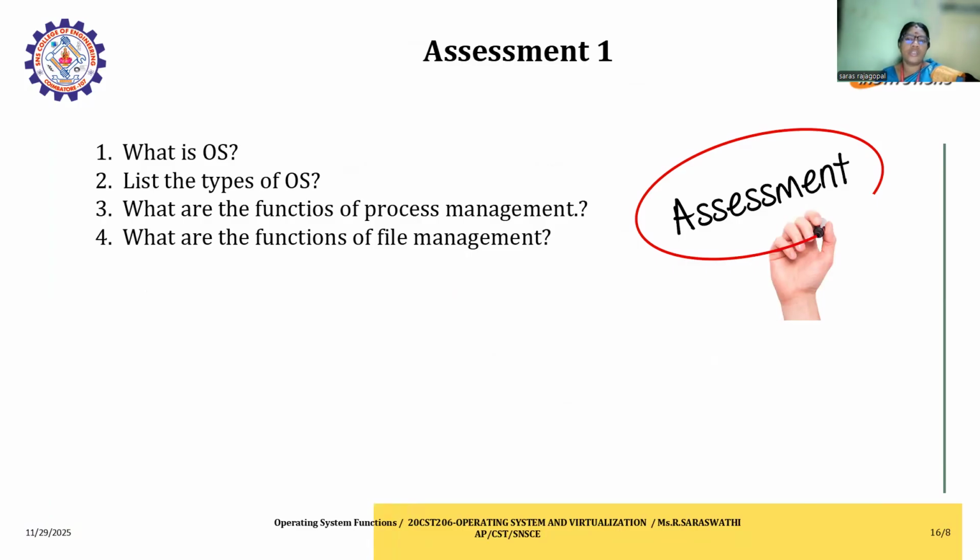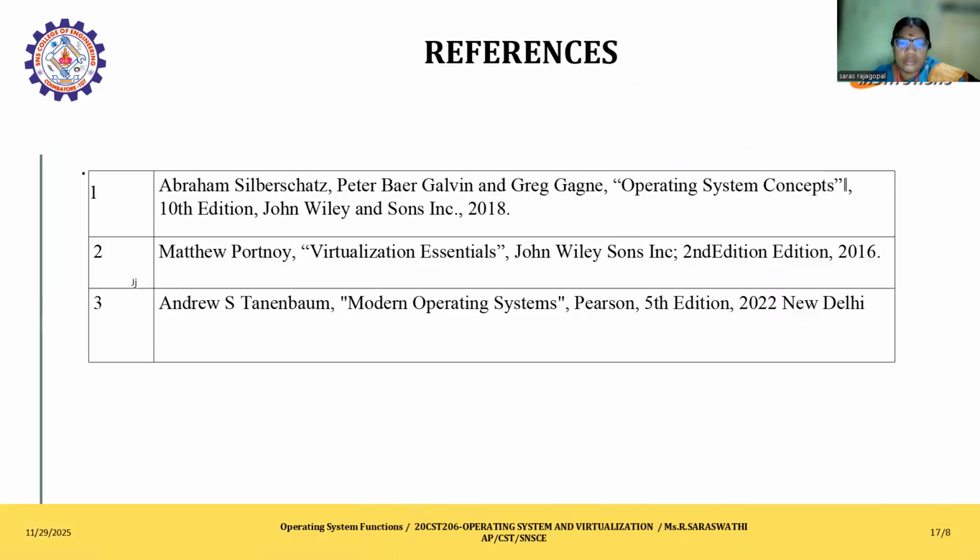Assessment. These are some of the assessment questions on operating system functions. What is an OS? What are the types of OS? What are the functions of process management and file management?